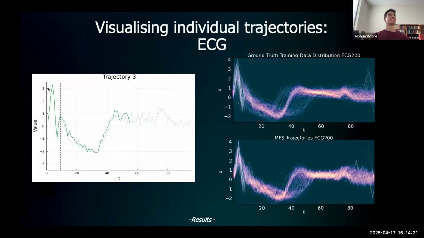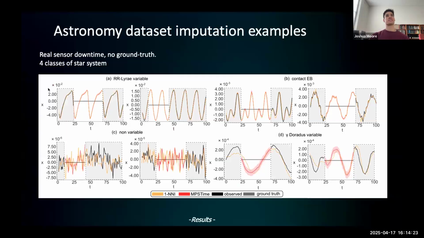Okay. Cool. And so here's an example where, in the previous examples, we were artificially removing these values because we have a ground truth, so we can compare the imputations. But with this astronomy data set, there is actual censored downtime.